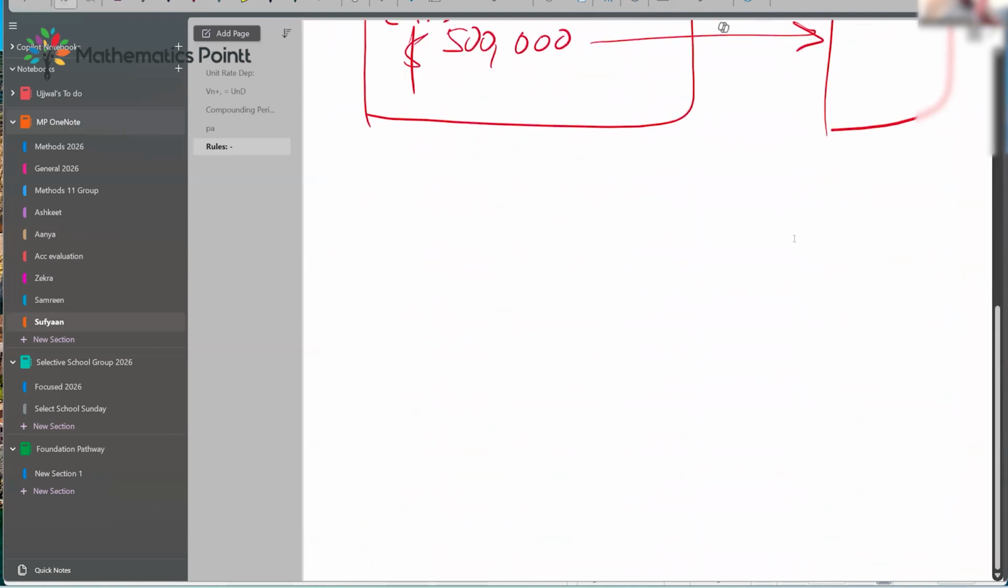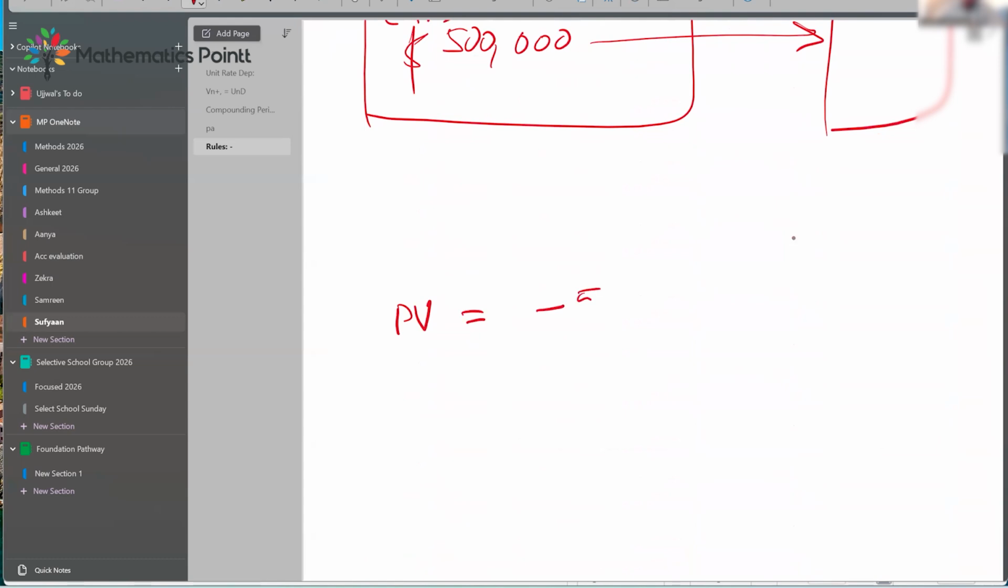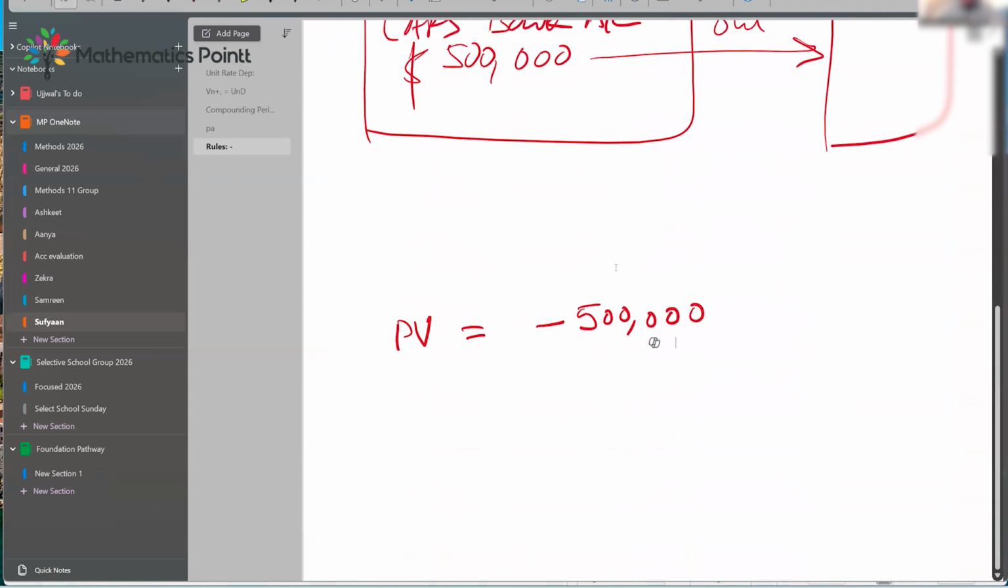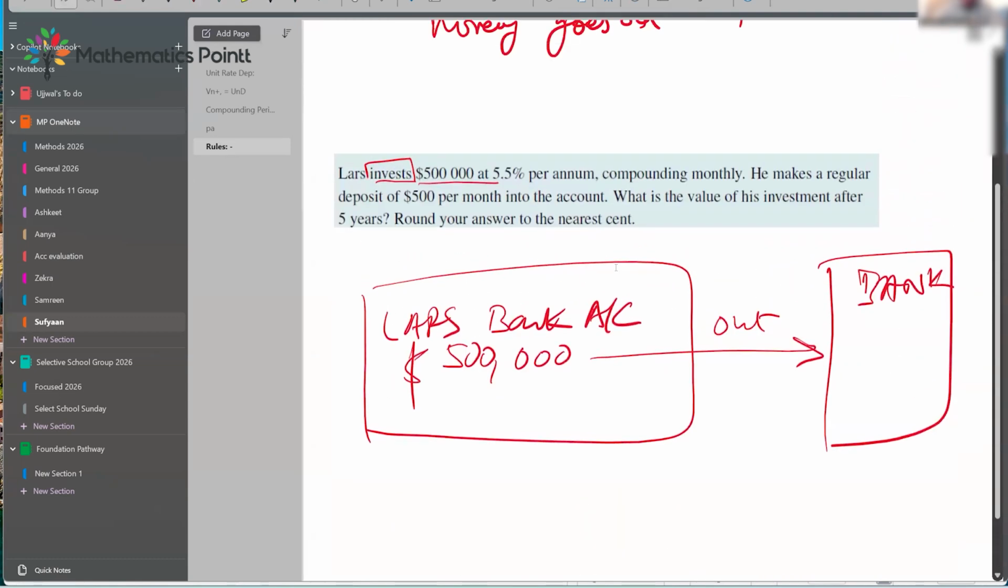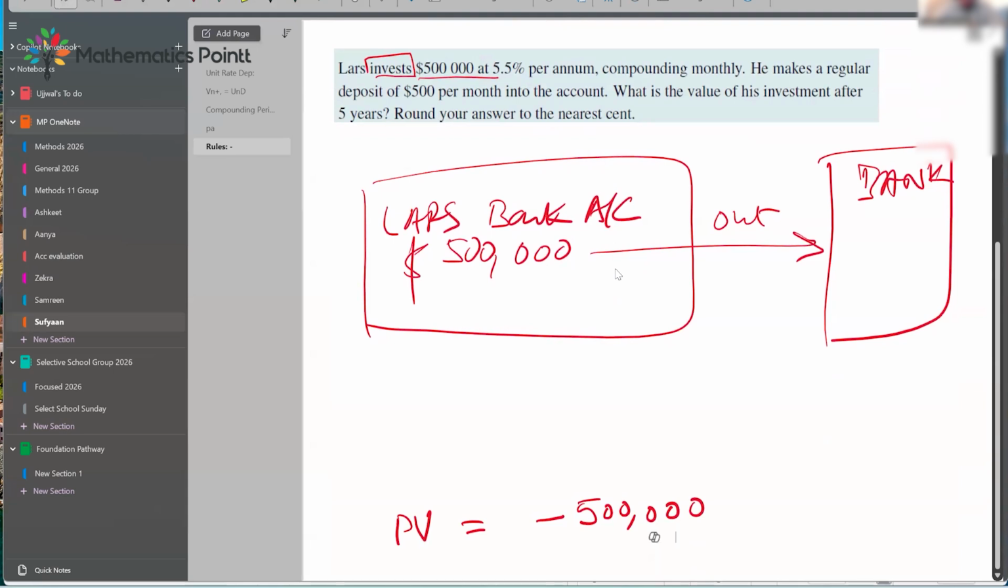Now, where do I fit this negative in? In your financial solver, your PV value, the present value of what he's invested, will be negative 500,000. Write it down, please. Why? Because from Lars' perspective, money has gone out. PV, the present value, the principal value, the starting value.